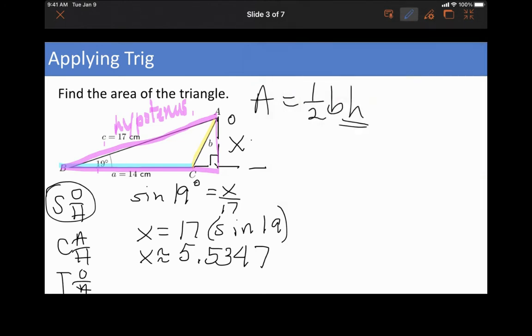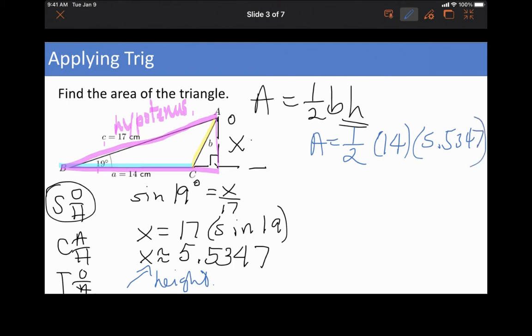So now substituting, x is the height of my triangle. So I have the base is 14, and the height is 5.5347. My answer is approximately, and it doesn't say what to round, so I'm going to go to the tenth. Square centimeters.